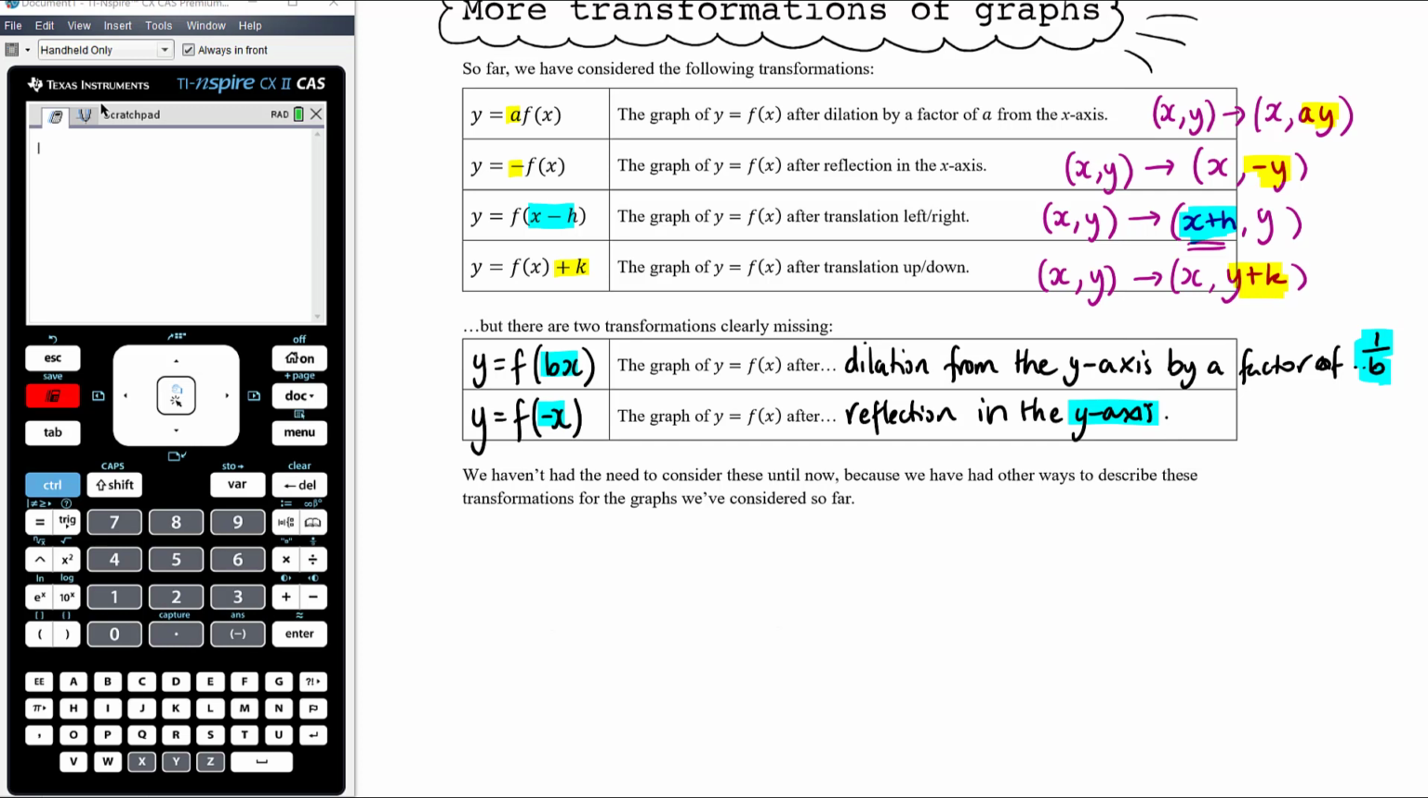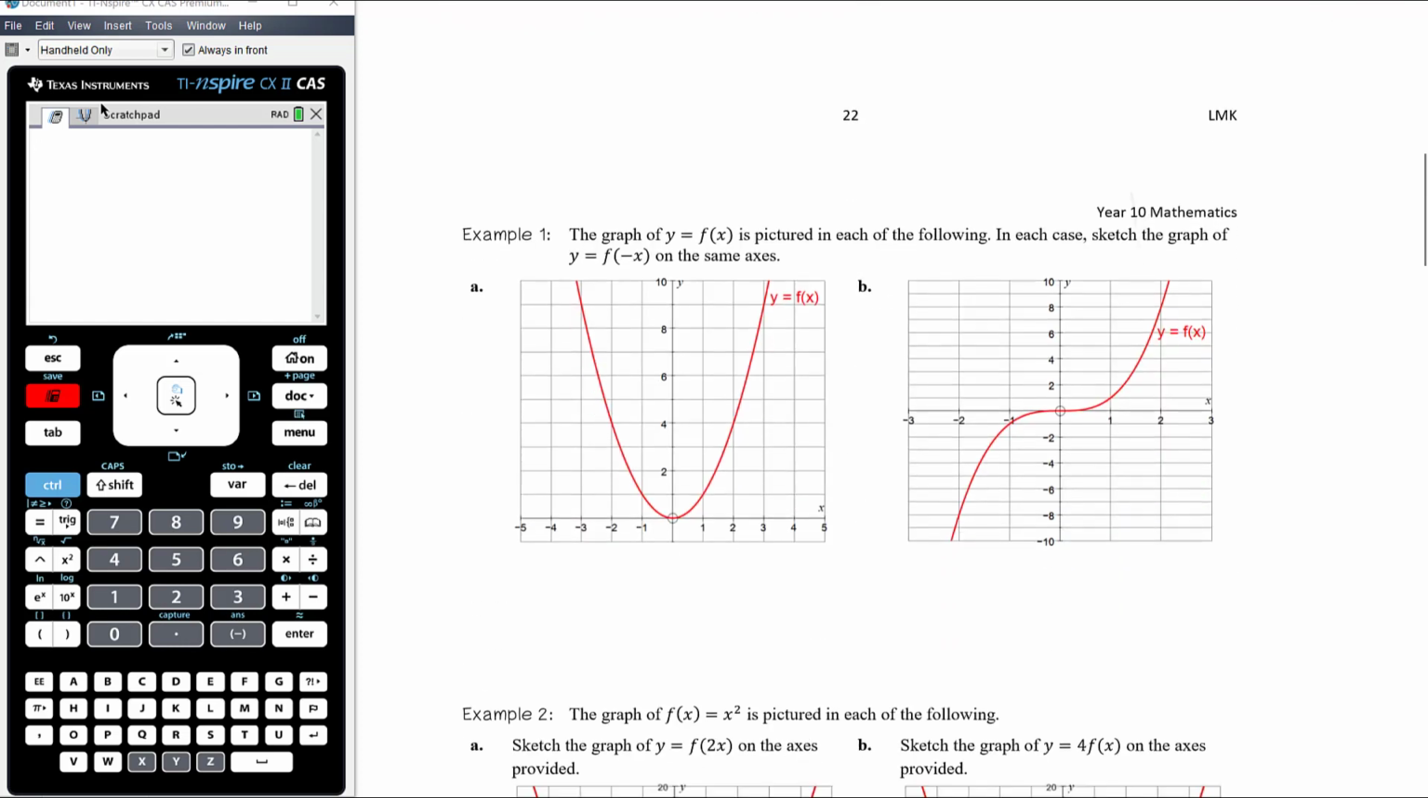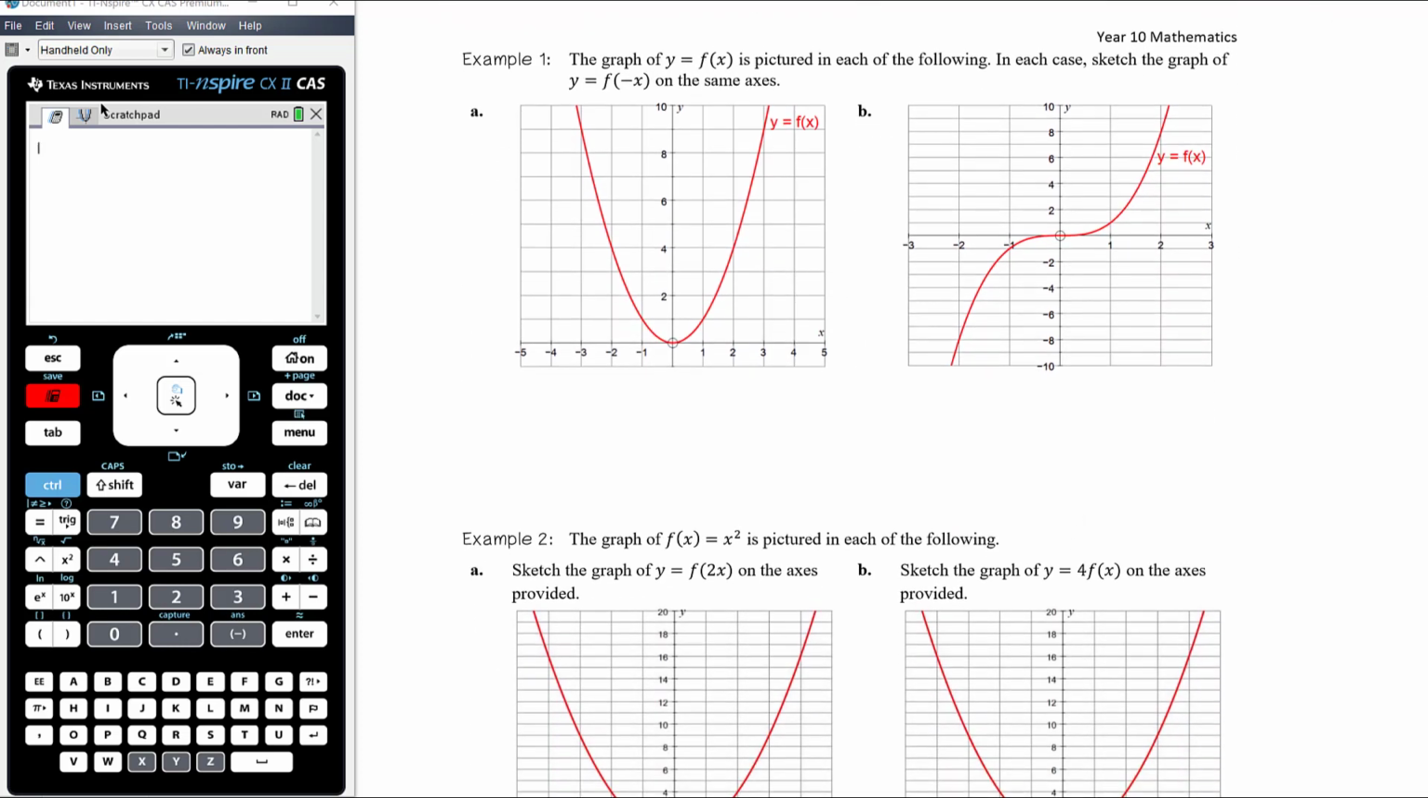Right, so we've now got our full set of transformations, and that will be a big advantage going into the next couple of years as you start to meet some additional graphs. Right, one of the things I want to have a look at is, I did touch on it when we were over in the graphing screen, why we haven't really had to think about this before now, and I'm going to think about that in the context of these two graphs that we're familiar with, the parabola y equals x squared and the cubic y equals x cubed. So the graph of y equals f of x is pictured in each of the following.